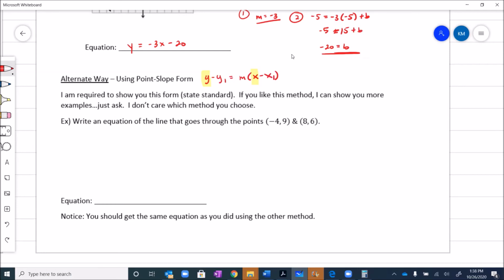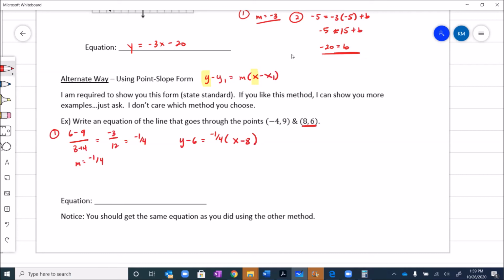With this, we still need to find the slope, so that doesn't change. And so with these points, I'm going to do 6 minus 9 over 8 plus 4. And that was negative 3 over 12, or negative 1/4. So my slope is negative 1/4. Then I'll plug the information, I'm going to use the point 8, 6, into this equation. So y minus y1, in this case 6, equals m, which we found to be negative 1/4, times x minus 8.